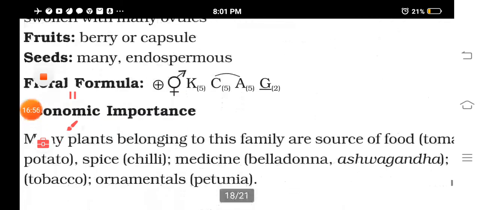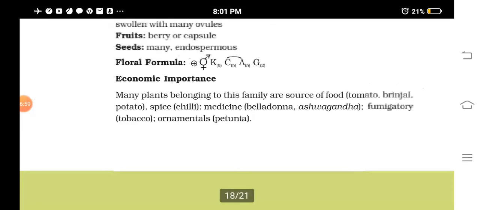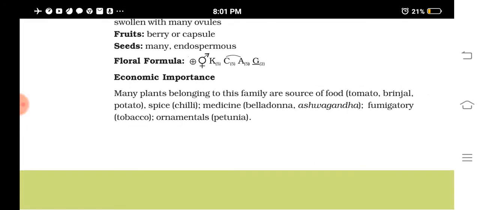Solanaceae. So the important members of this are, okay, all are very familiar plants like tomato, brinjal, potato, spice chili. Okay, then medicinal plants are also there, belladonna, ashwagandha, then tobacco, petunia. All these plants are belonging to the family Solanaceae. Okay, so it can be asked in the examination. Explain the characteristic features of family Solanaceae. Draw floral formula and floral diagram. Understood? So this family is very clear to you.